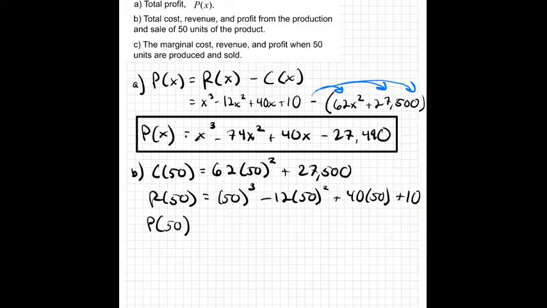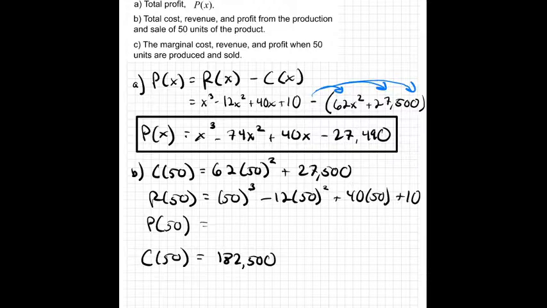Let's do this. C of 50. I'm going to use Siri, so I'm going to have to talk it out. Just bear with me. Hey Siri, what's 62 times 50 times 50 plus 27,500? Nope. Let me do it right here. The answer is 182,500. Okay.